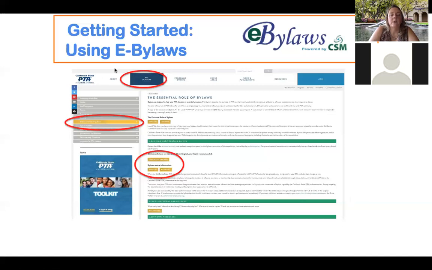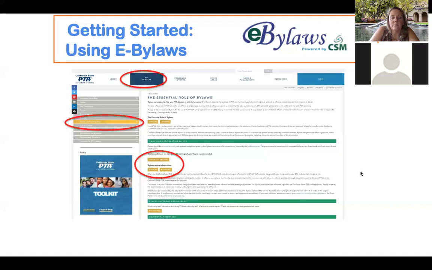So you go to California State PTA, which is capta.org, and you click on PTA leaders, and then on the left menu you click on bylaws and standing rules, and then you select check out bylaws, and then you can choose English or bilingual.